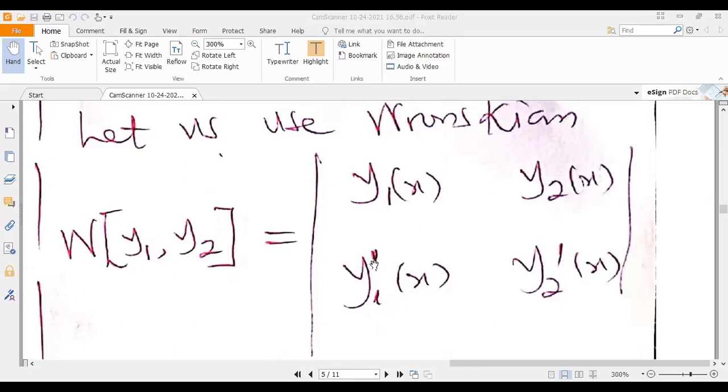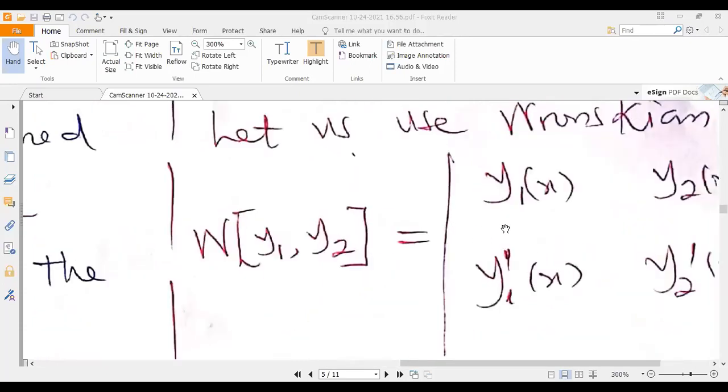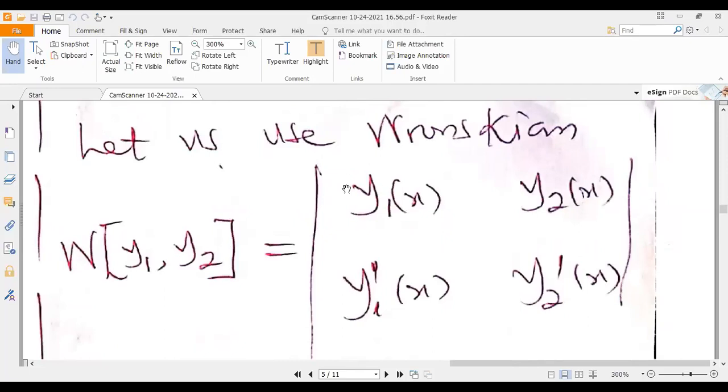Okay, let me proceed now. So if we have two solutions, let's find the Wronskian of the two solutions. Look at the way I write it. Wronskian of y1, y2. Don't forget that y1 is a solution and y2 is also a solution. Now the next thing is that I will find the determinant. In the determinant, I'll put the solution y1 here and the solution y2 here. Then I will differentiate y1 with respect to x and differentiate y2 with respect to x. Then I will find the determinant.